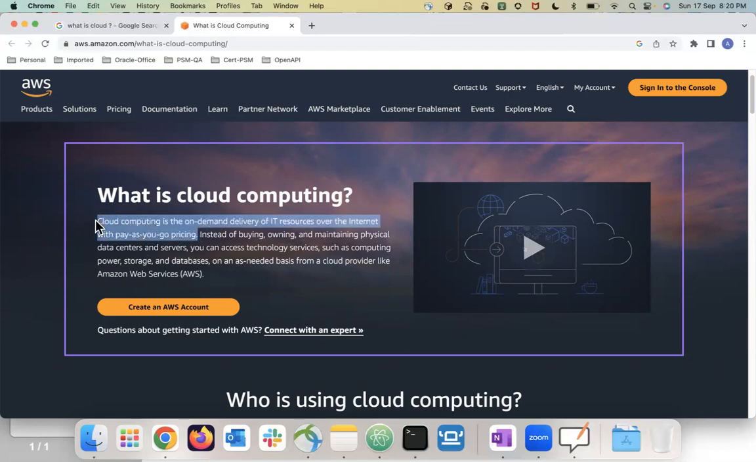Now you see, if you had not attended yesterday's class, understanding one sentence from here to here, which I am just copying, might be difficult. Cloud computing is the on-demand delivery of IT resources. What do you mean by IT resources? What do you mean by on-demand? What do you mean by internet? Internet anyway we know. And pay as you go pricing. So what is this? I don't know. It will be difficult if I had not covered yesterday's material.